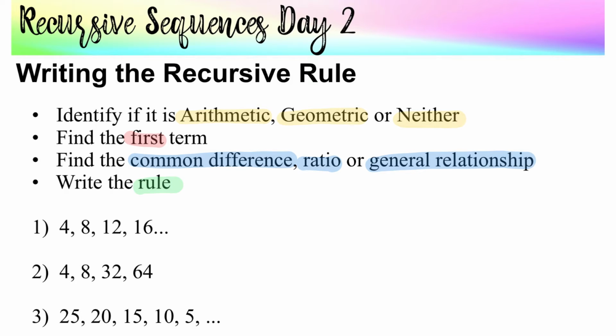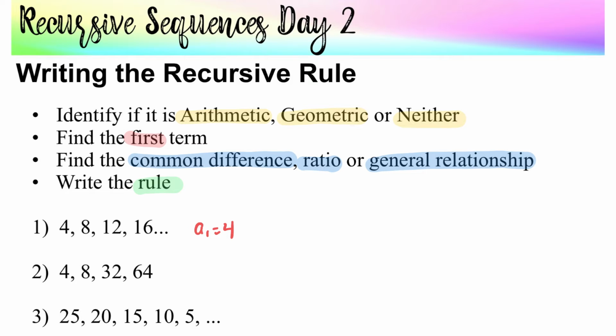So for this first problem, we have the sequence of 4, 8, 12, and 16. We see that the numbers are increasing, and they're not increasing too rapidly, which means it's probably going to be arithmetic. Then we identify our first term: a sub 1 is 4. Then we want to find our common difference. And again, it's common difference because we're talking about arithmetic.